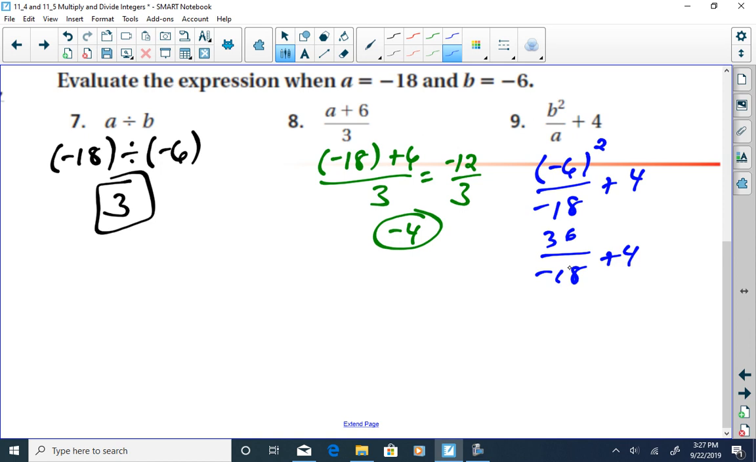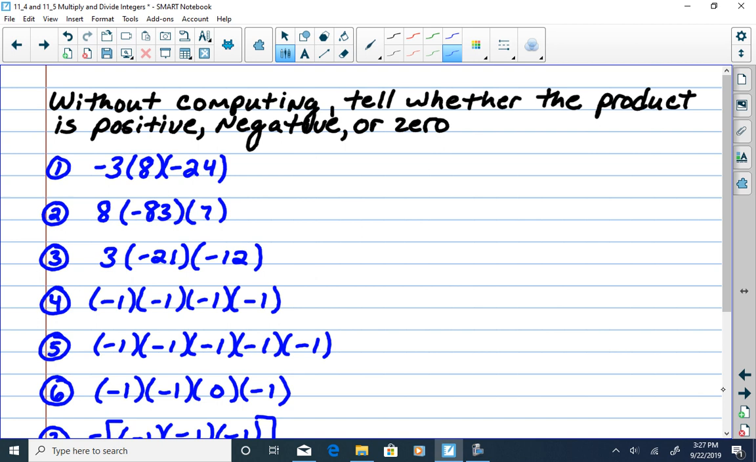Order of operations says we have to do the division next. So 36 divided by negative 18, positive divided by negative is going to be negative. All right, so that's going to be negative 2 plus 4, and negative 2 plus 4, that's going to be positive 2. All right, let's play around with some examples here.